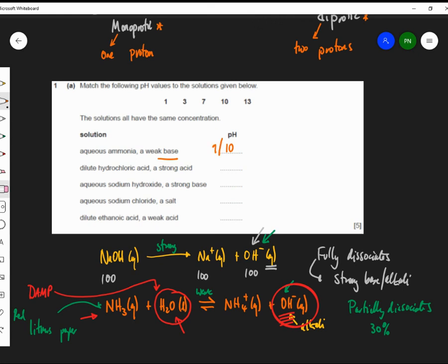All right, a strong acid. 3. We've dealt with that one. A strong base. 13, well done. A sodium chloride solution, well done. Dilute acid. Dilute ethanoic acid, a weak acid. Oh, it's not going to be one. Sorry, I've messed that up, haven't I? Dilute HCl is probably going to be one.